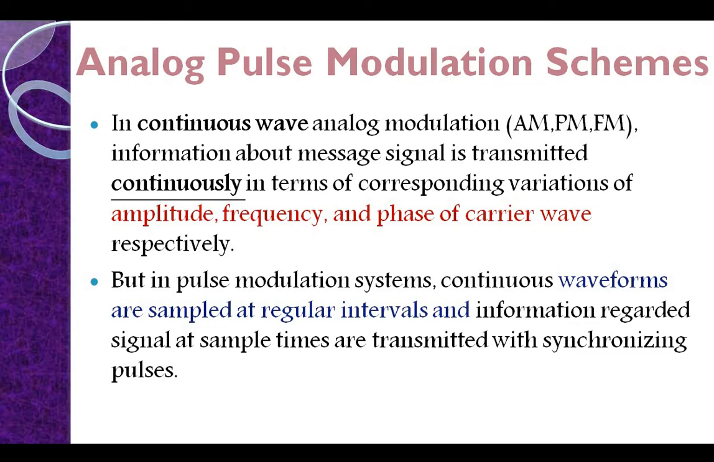So what we are doing over here, we are converting the continuous waveform into, as I have said, sampled at regular intervals. We will be dividing your message at regular intervals, and that is sampled. So in pulse modulation systems, continuous waveforms are sampled at regular intervals, and the information regarding that signal at the sample times is transmitted with synchronizing pulses.